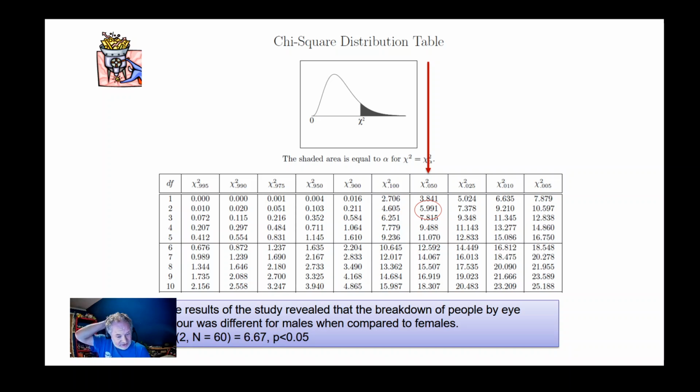I would conclude in APA style: the results of the study revealed that the breakdown of people by eye color was different for males when compared to females. Chi-square with 2 degrees of freedom, n equal to 60. Chi-square observed was equal to 6.67, p less than 0.05. So there's less than a 5% chance that I would get a chi-square observed of 6.67 if the null hypothesis were true.